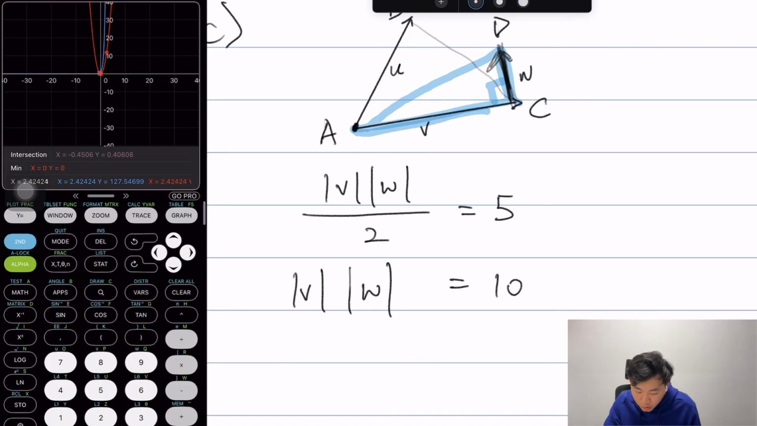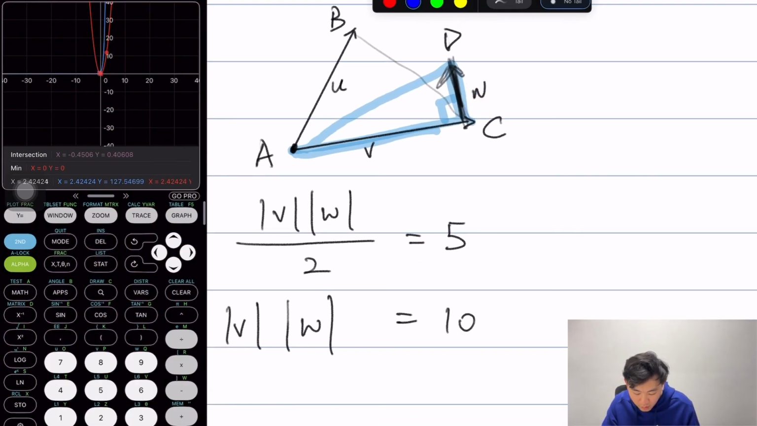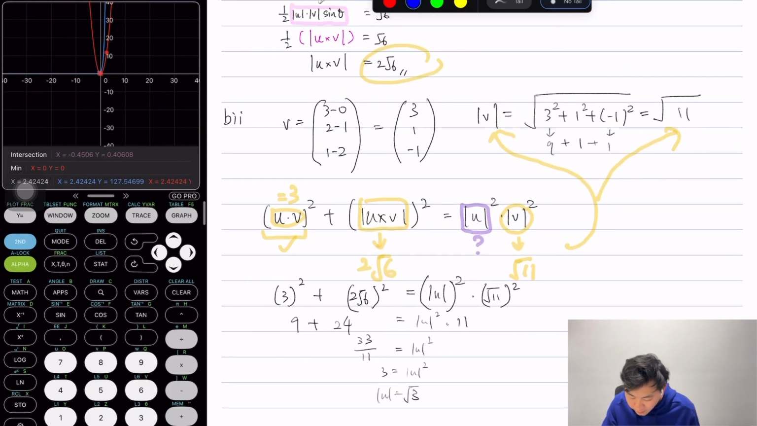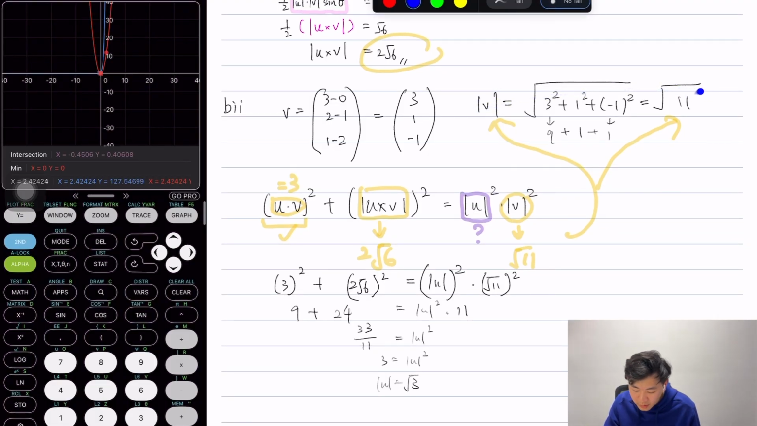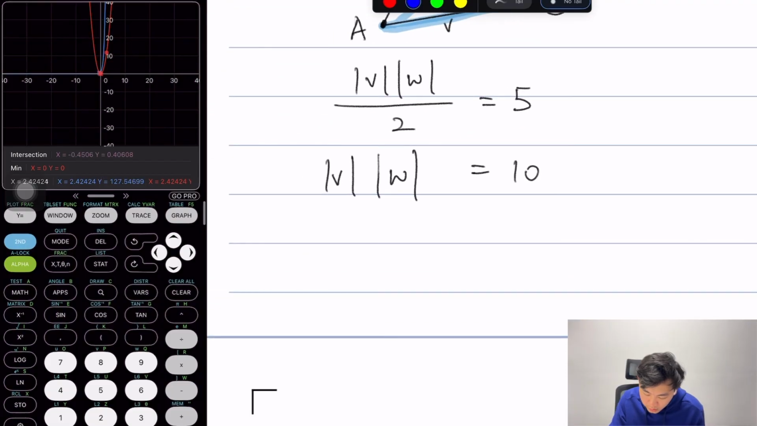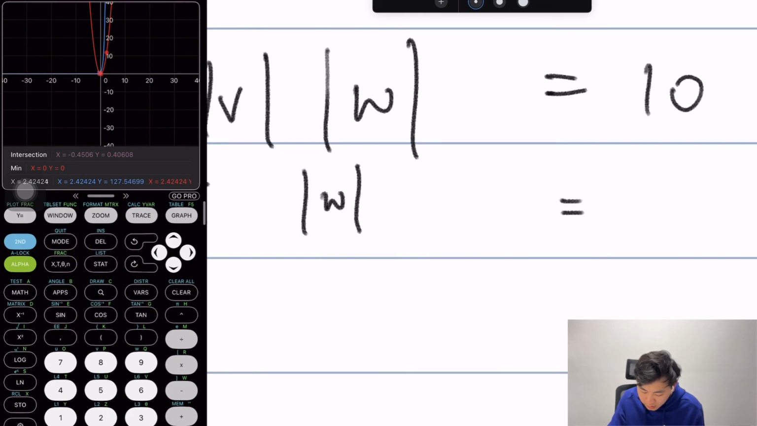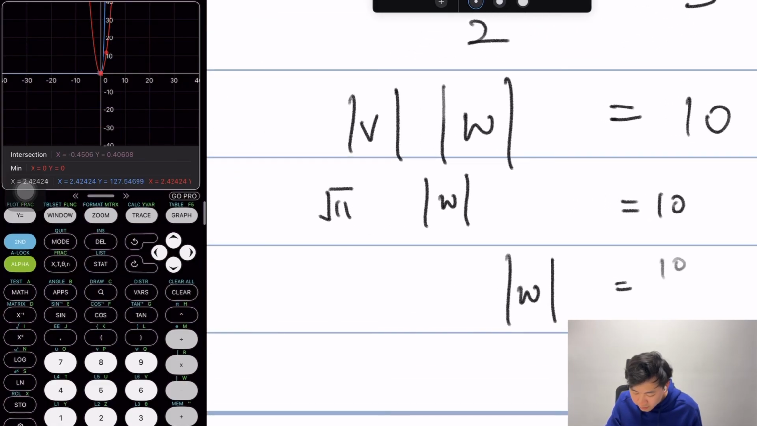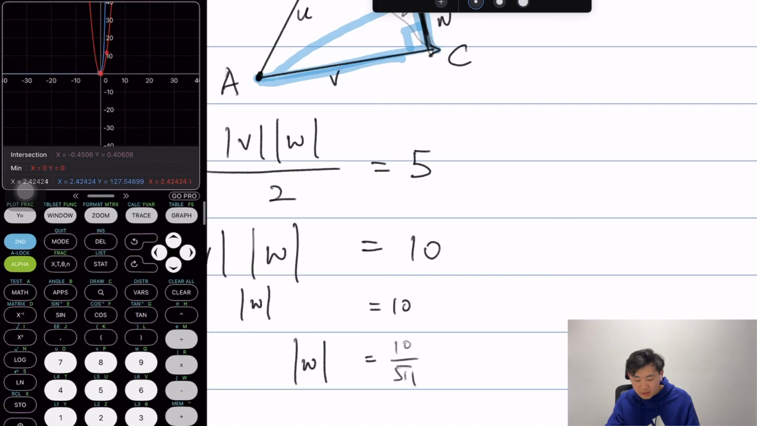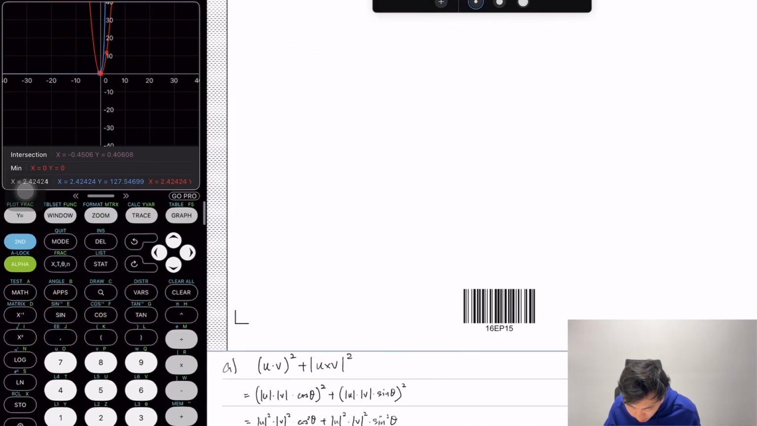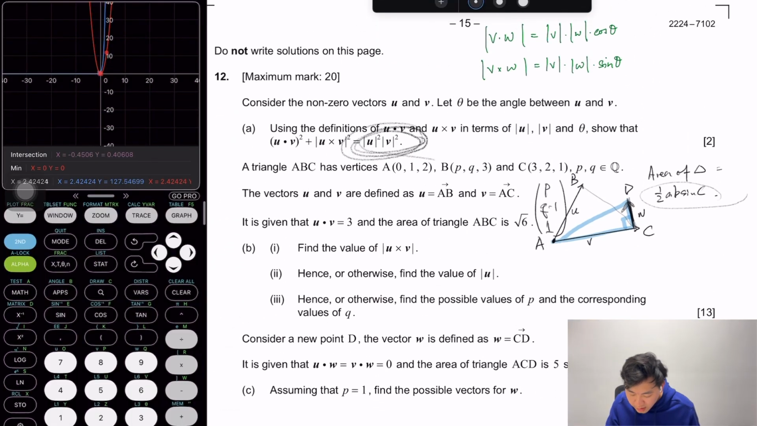If that makes sense, how can we figure the numbers out? First of all, we do not know what W is, but we do know what V is, right? The V from the beginning, we calculated here. V is equal to root 11, the distance of V is root 11. So this is root 11 times W, and that equals 10. So the distance of W equals 10 divided by root 11. Now we didn't define what W is. We have the coordinates of C, right? The C here is 3, 2, 1.